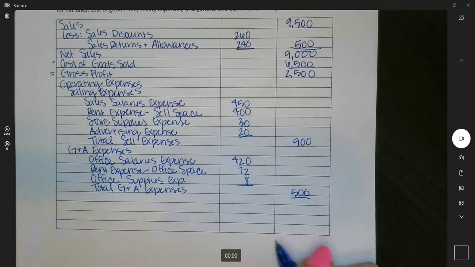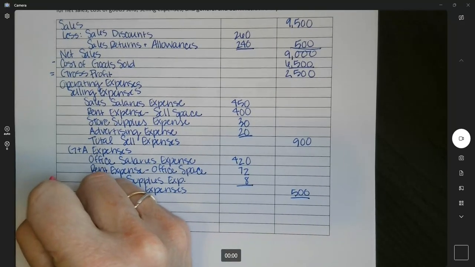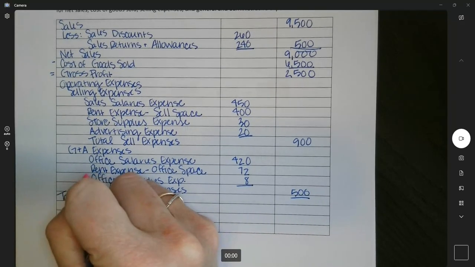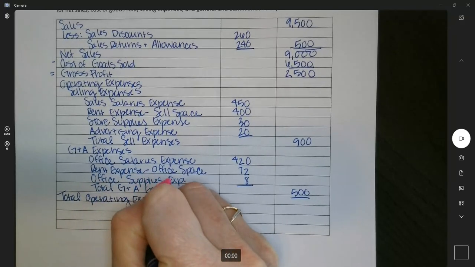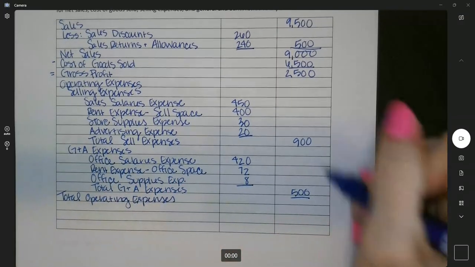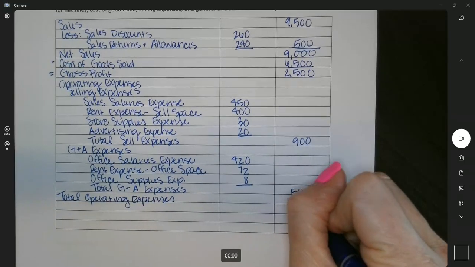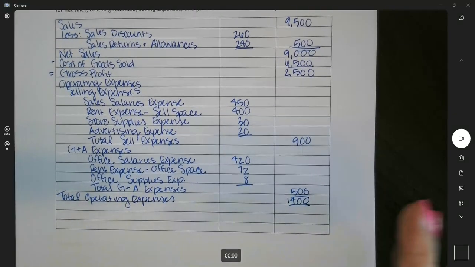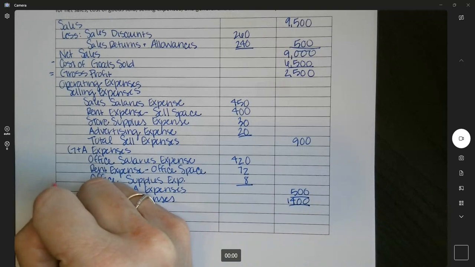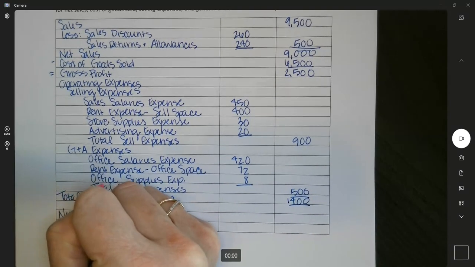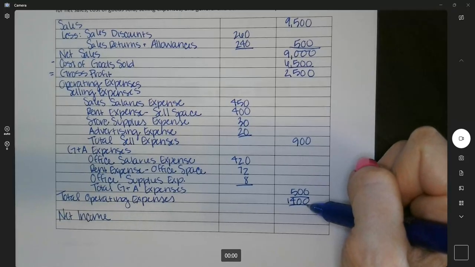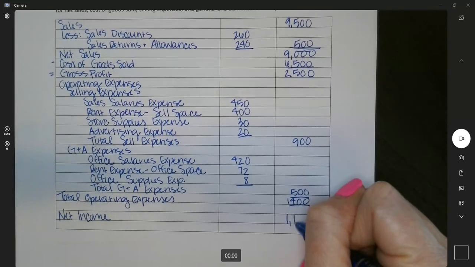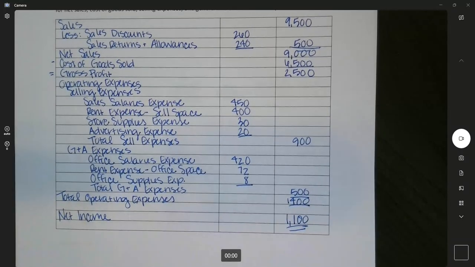Below that, we'll total up our operating expenses. Which is $900 plus $500, or $1,400. Finally, down below that, we'll calculate net income. We'll take gross profit of $2,500 minus operating expenses of $1,400 for net income of $1,100.